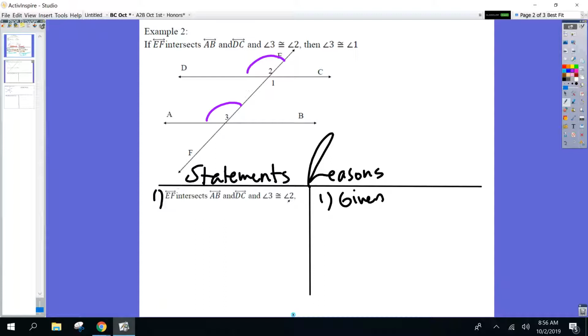Is everyone all right? It's an if-then type proof. You know where the givens are located. You know what I'm asking you to prove.